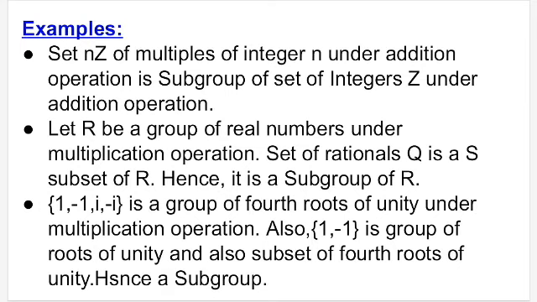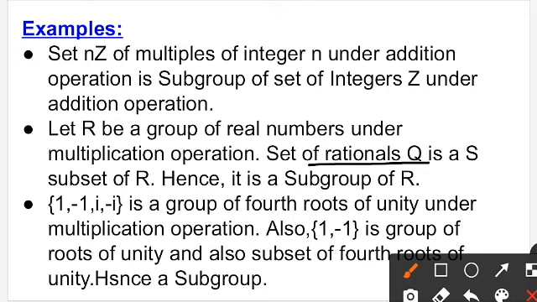Then the next example is: R is a group of real numbers under multiplication operation. Here our operation is multiplication. Then the set of rationals Q is a subset of R, hence it is a subgroup. And we are considering here the set of nonzero rational numbers, right? Because we know that the set of rational numbers is a group under multiplication operation. So in the same way we can prove that it is a subgroup of R.